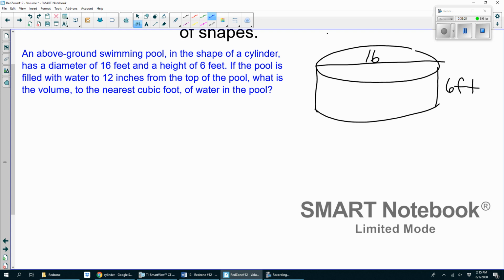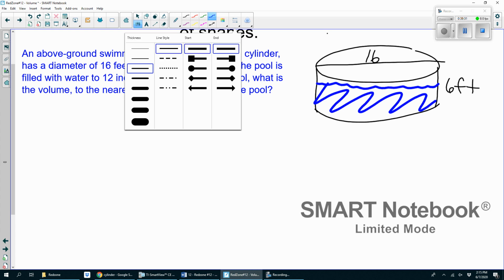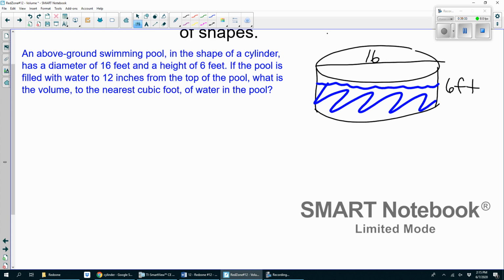So it's not filling up all the way. It's only filling up to about here. So they're filling all of this with water, but not all the way to the top. It says 12 inches from the top. 12 inches, first of all, equals 1 foot. Let's change everything to feet because that's what we're dealing with in the other numbers, feet. So this little bit right here is 1 foot. The blank space is 1 foot, meaning the height of the water is 5 feet. That's going to be important.